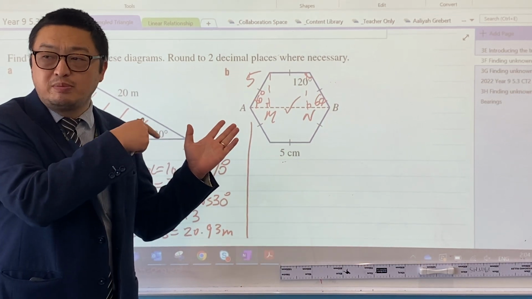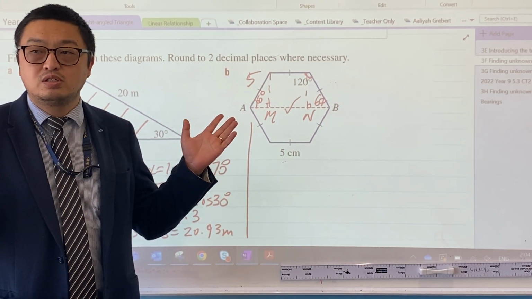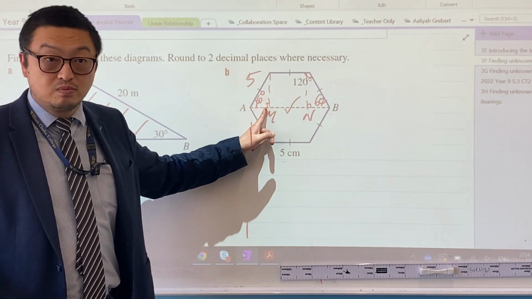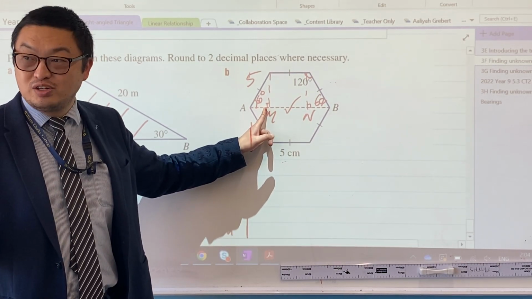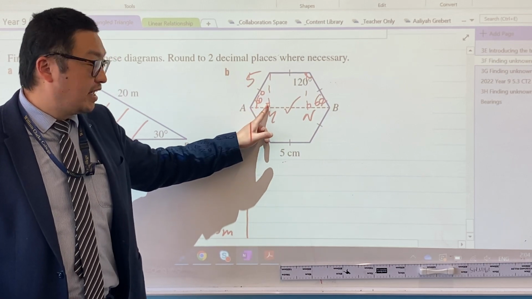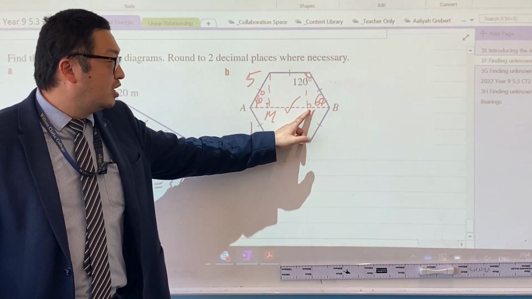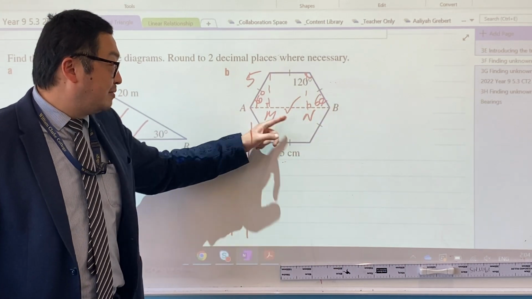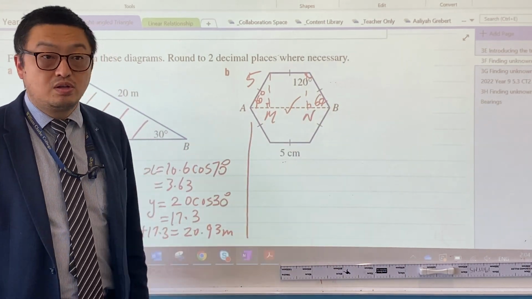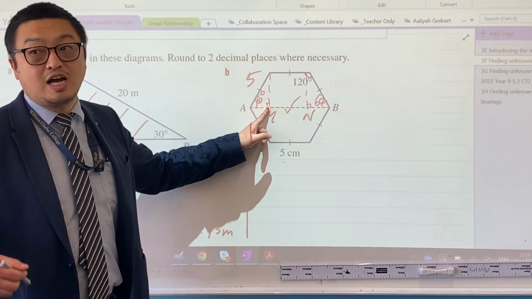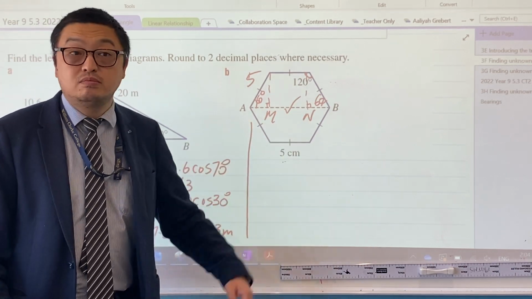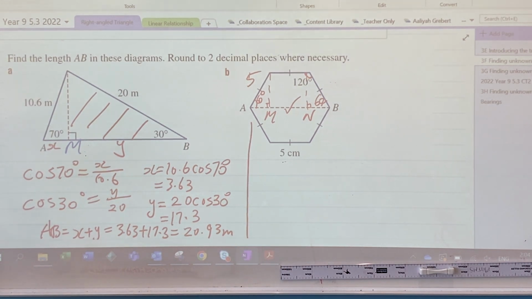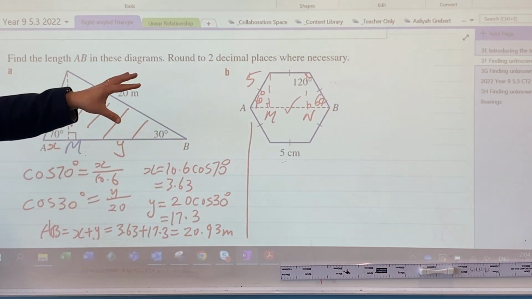Analyze the information carefully before you say. It's cos, adjacent. So we can find AM. MN we already know. Can we find MB? AM and MB are the same thing. So once we find AM, we just double it, then plus MN, plus 5, problem solved. That's how our brain should be thinking when you see this sort of thing.